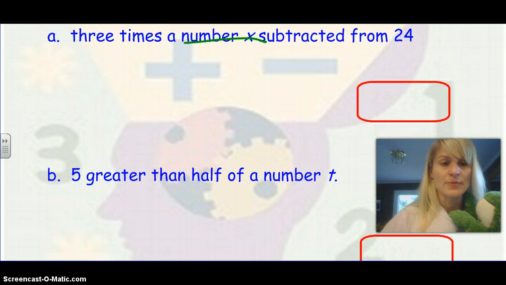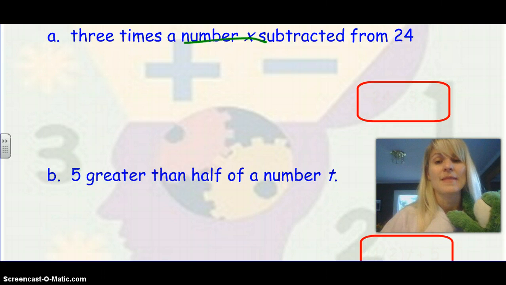So tomorrow I'm going to expect to see your chart with all your different words, more than what I said on here for adding, subtracting, multiplying, dividing, and exponents. And then I will also expect to see your answers for 1A and 1B.